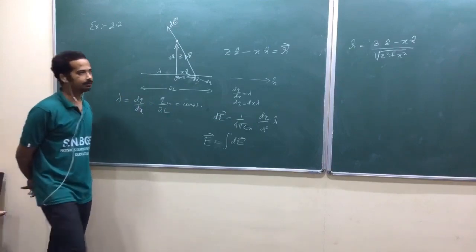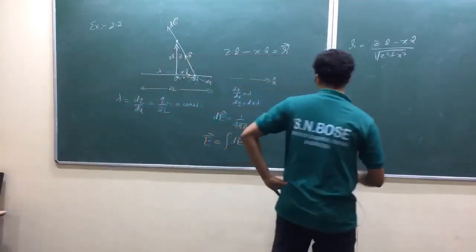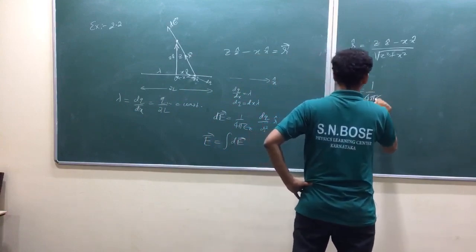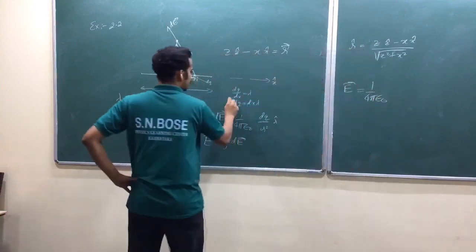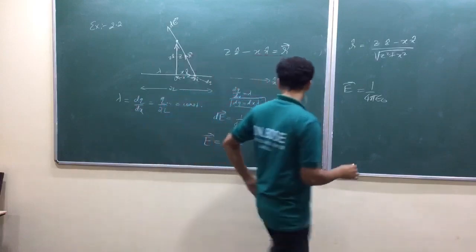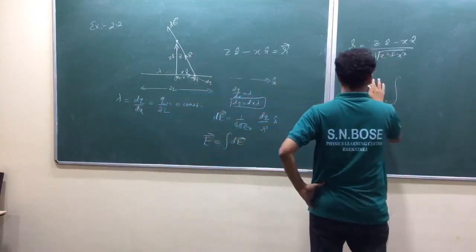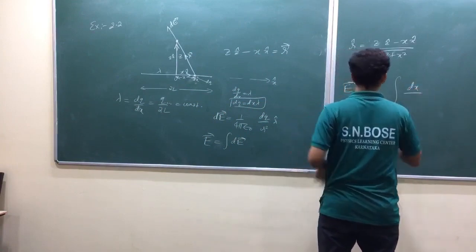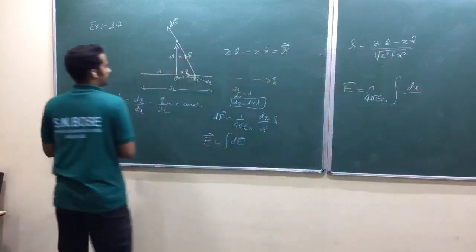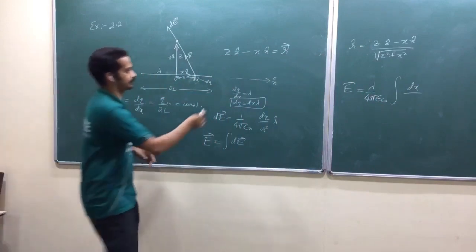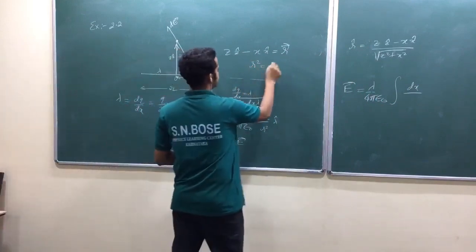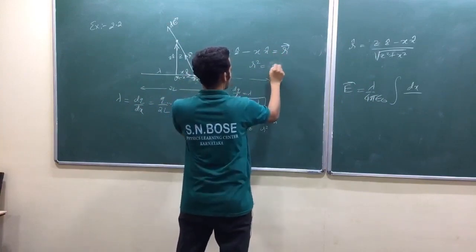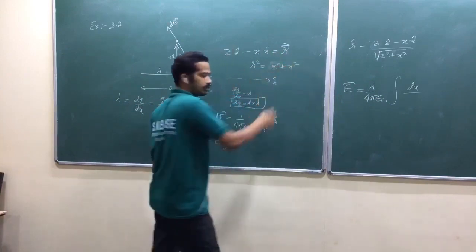Isn't it? So that's why, look at here, electric field is equal to 1 by 4 pi epsilon naught dq. dq I can write as lambda dx, lambda I can take outside. So dx divided by r square. What is r square here? x square plus z square, or z square plus x square. Just check it out.